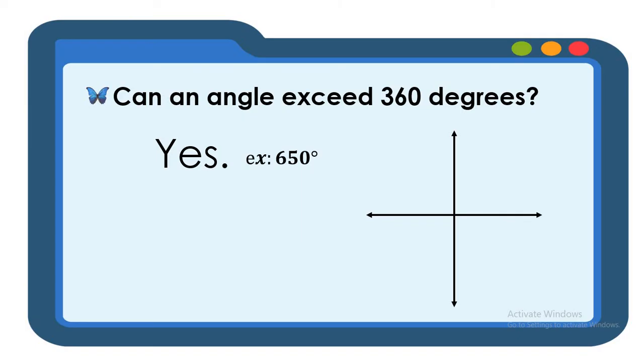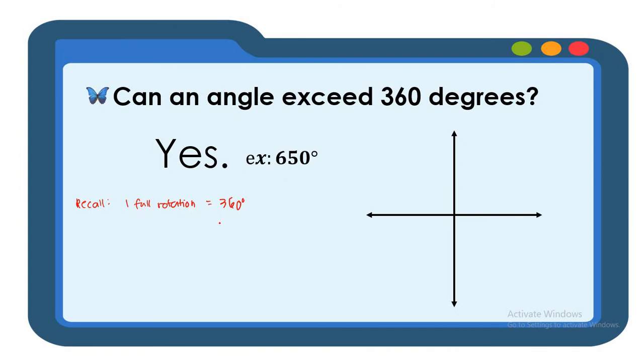Now the question is, since we only discussed kinds of angles up to a full rotation or 360 degrees, do you think an angle can exceed 360 degrees? The answer is yes. So say for example, we have 650 degrees. This angle exists and we can draw it. So how are we going to draw this one? Recall that one full rotation or one revolution is equal to 360 degrees. If an angle exceeds 360 degrees, therefore, it passed one full rotation.